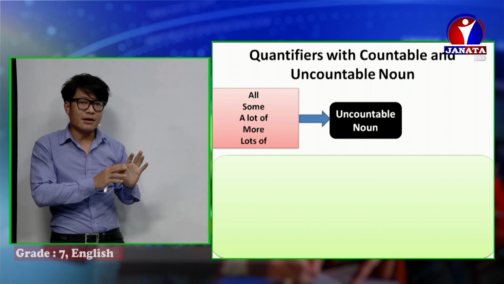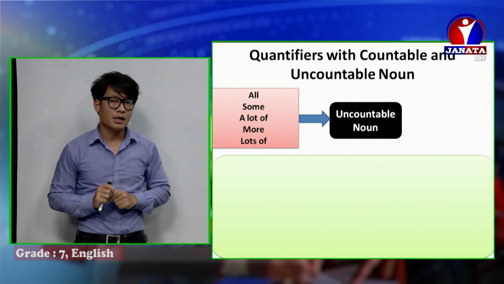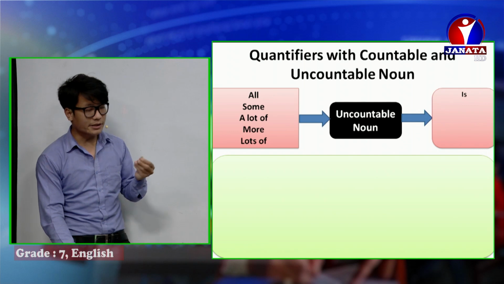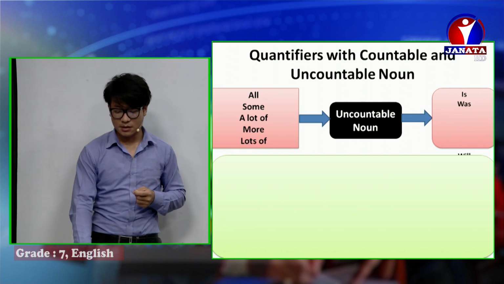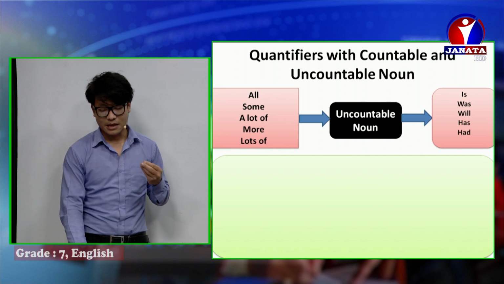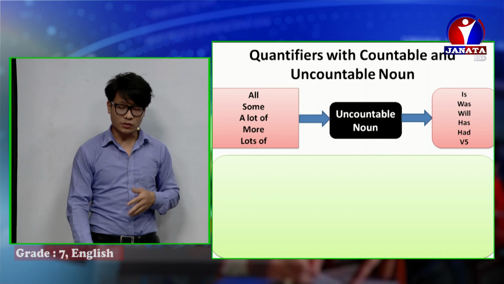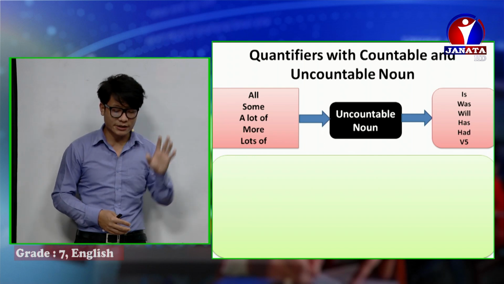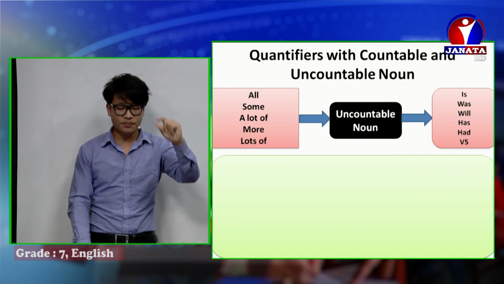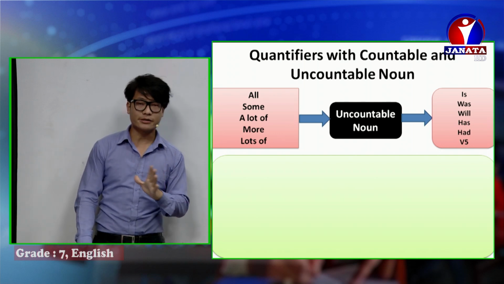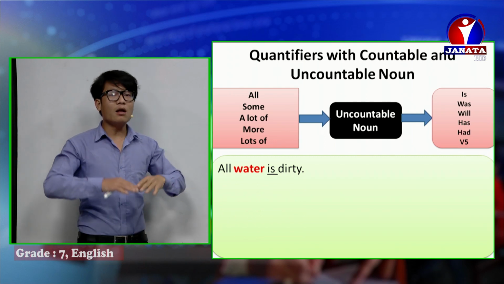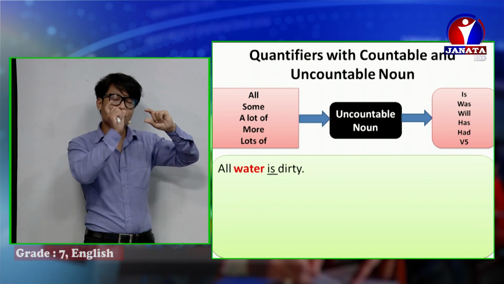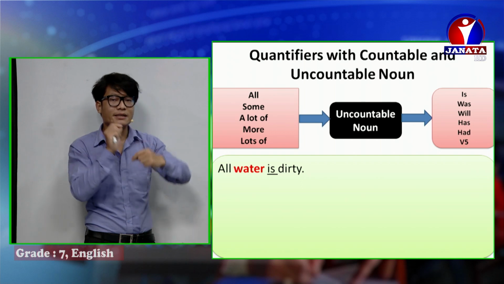After these quantifiers, if there is an uncountable noun, then we should use a singular verb. You can see here: is, was, will, has, had, and verb 5. So these are the verbs which can be used if there is an uncountable noun after these quantifiers: all, some, a lot of, more, and lots of. Let's have an example. All water is dirty. All is there, and after all there is water. Water is an uncountable noun, that's why there is 'is'.